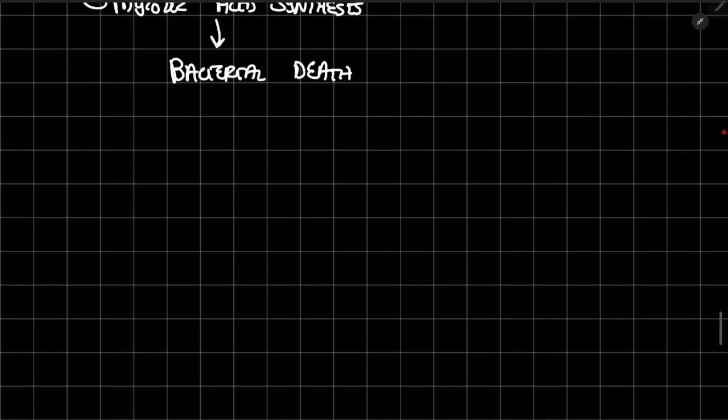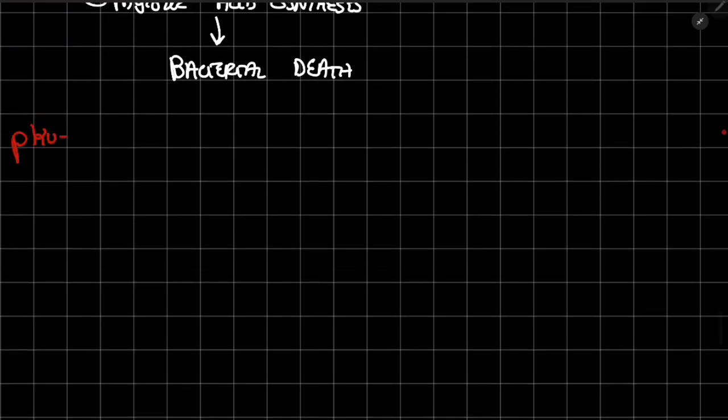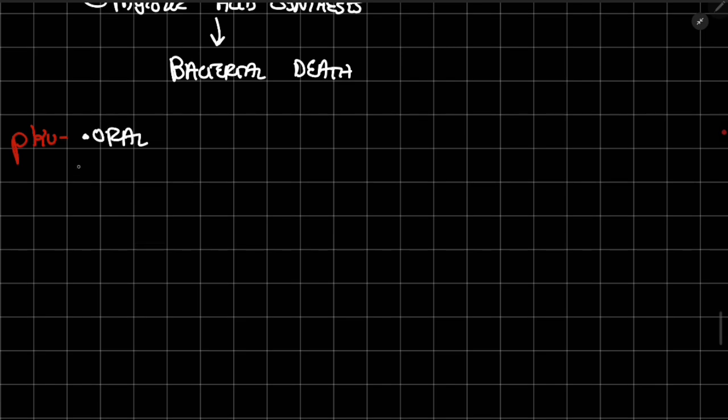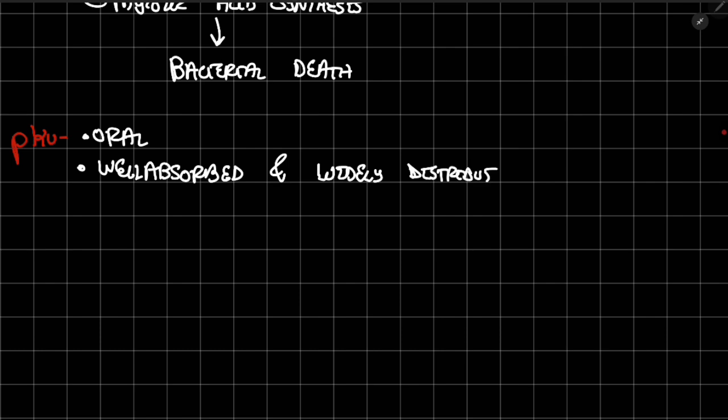Now coming to the pharmacokinetics. So it is an oral drug. It is well absorbed, okay, and widely distributed. And one point to be noted, it is active in acidic pH. So it will be very well absorbed in the GIT.